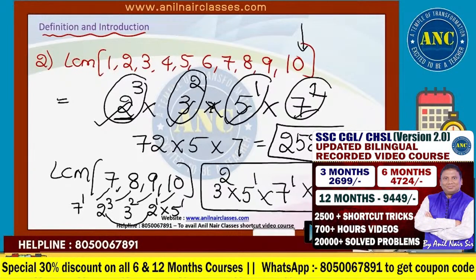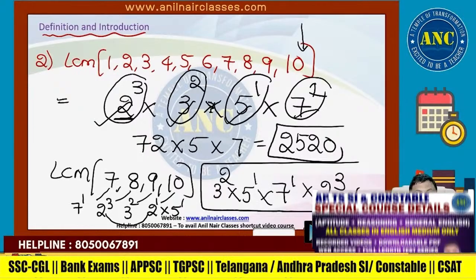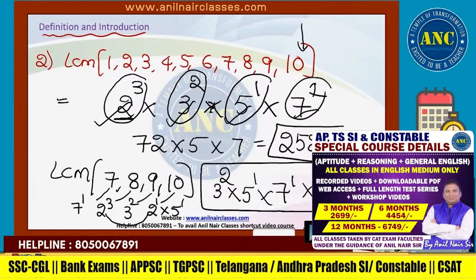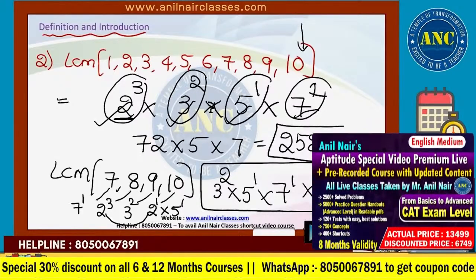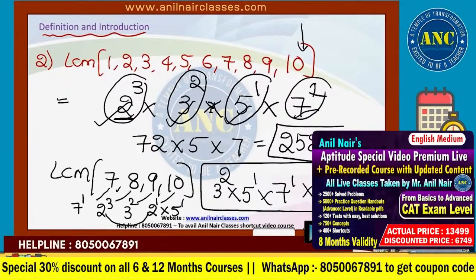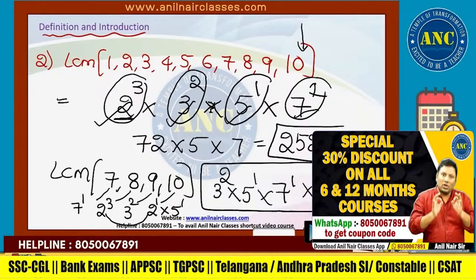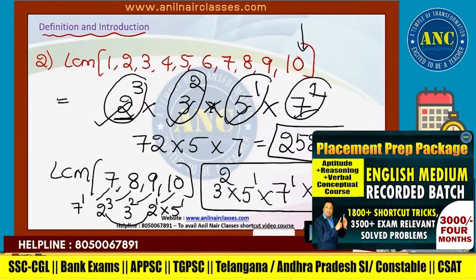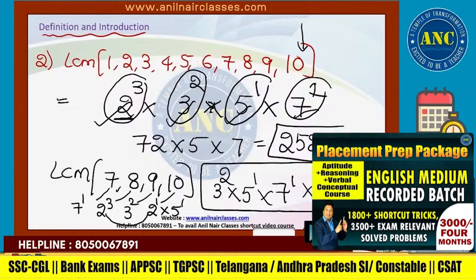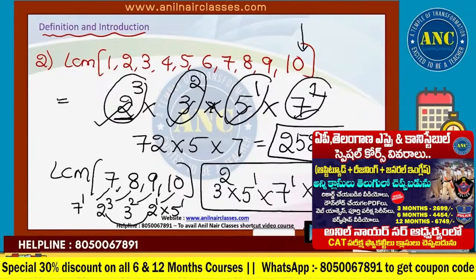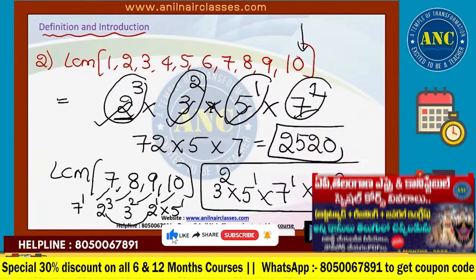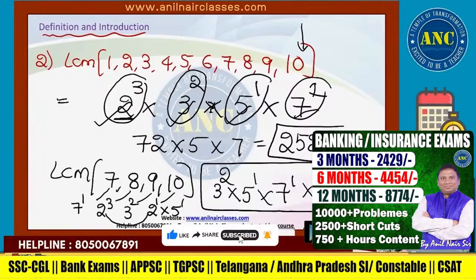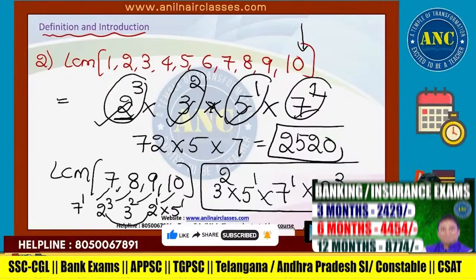This is the same answer, right? I hope it is clear why 8 cannot be removed. If you remove 8, 2 cube itself will go away. But what is the highest power of 2 till 10? 2 cube. 2 cube should come in the answer. So 8 cannot be eliminated. I hope it is clear. LCM always takes the highest power of the given prime bases.